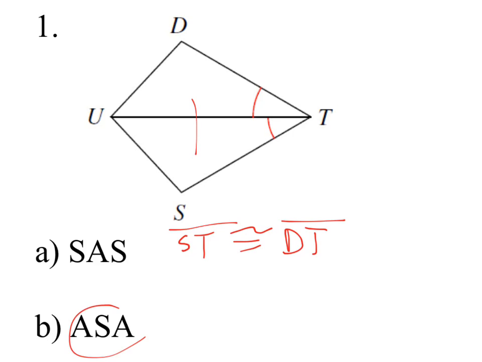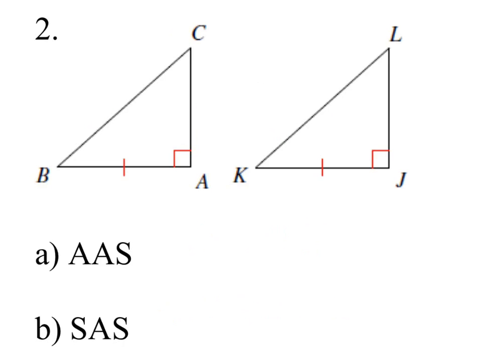And if we want angle side angle, here's an angle, here's the side, we need the next angle. And on the top triangle, it is that angle right there. So we need those two angles as angle TUS congruent to angle TUD.